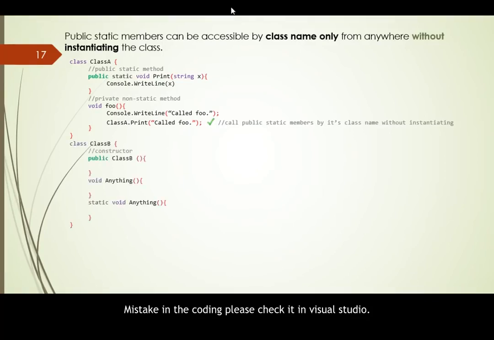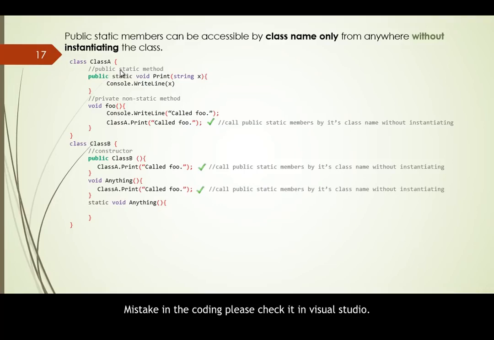Let's say we have another class B, and we have three places. One is a public constructor, which is a public method assumed to be, another is a private method, and another is a private static method. So if we want to access the public static method of that class A, what we can do is write the class name and dot and then call the method, and it will work just fine. The same is also true for any method and the static method.